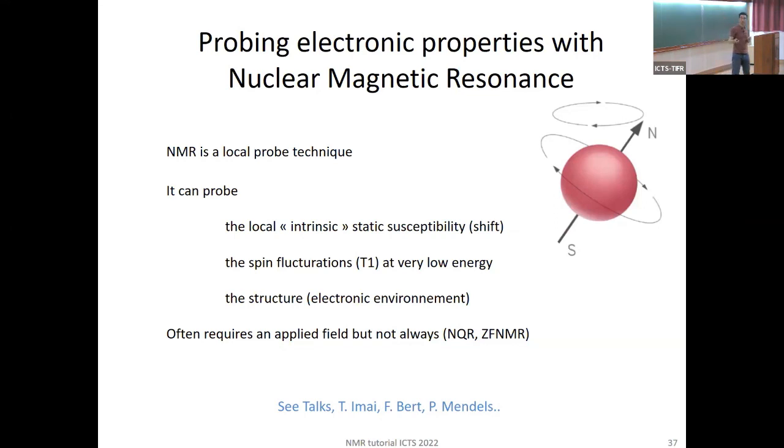Okay, so just to summarize, NMR is a local probe technique. I think you understand what it means now. You can probe the static susceptibility, the fluctuations, somehow the structures. It usually requires an applied field, but not always. And with that, I hope you will be able to understand further talks in the conference.